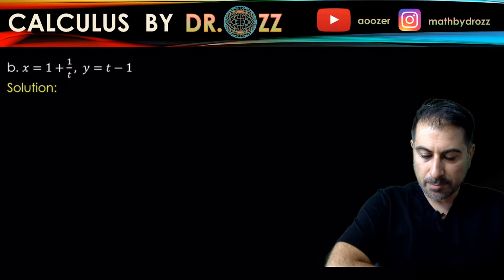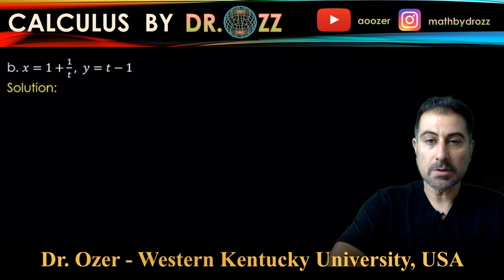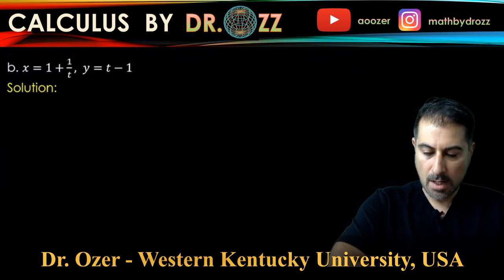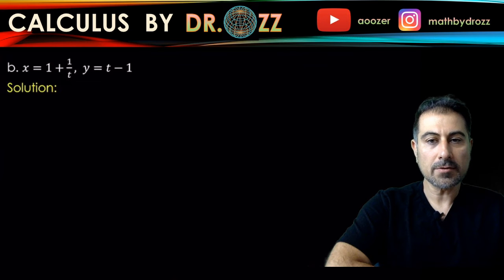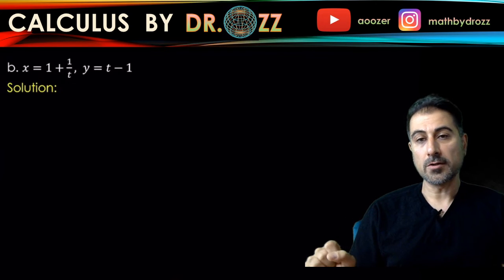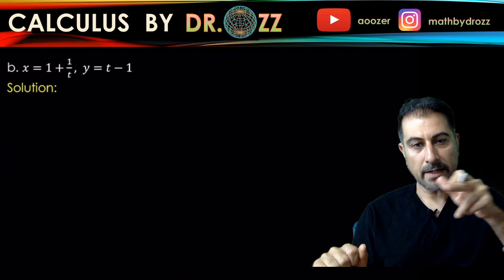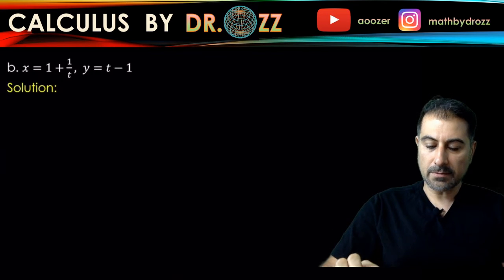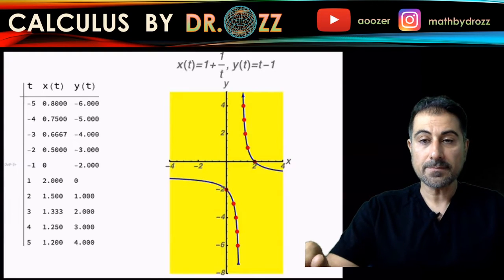All right, this time we're provided x equals 1 plus 1 over t and y equals t minus 1. Again, this curve is parameterized by the parameter t. What I'm going to do is just assign sample values like the way I did in part A till I feel like I get the full picture of the curve by those points so that I can continuously graph it by hand. So for that reason, I got t values ranging from -5 to 5.